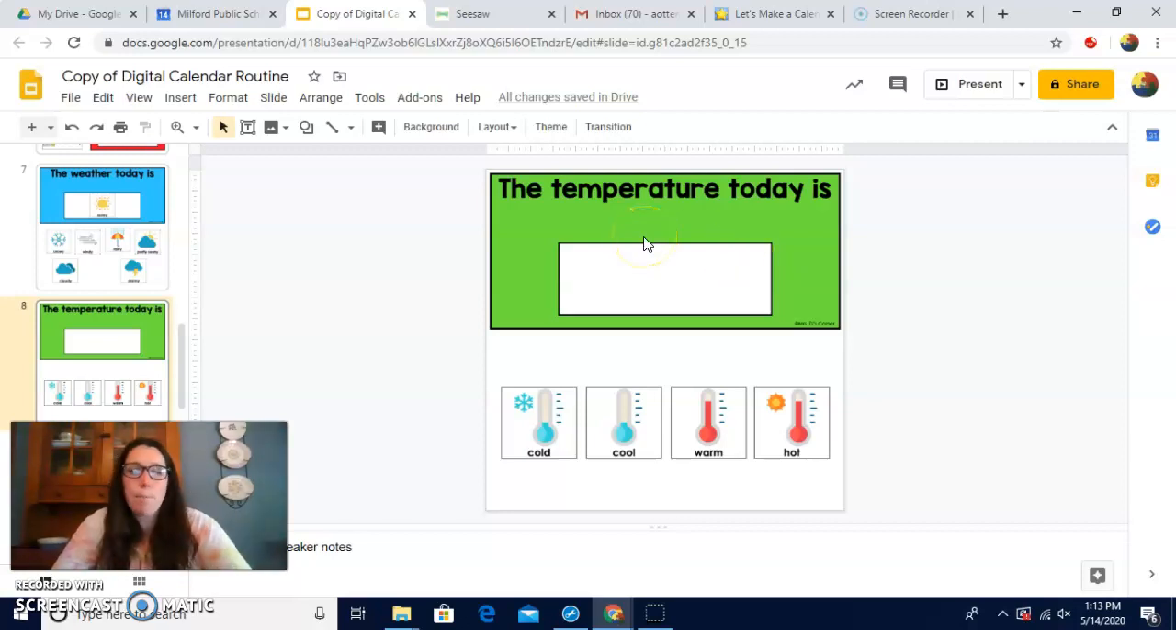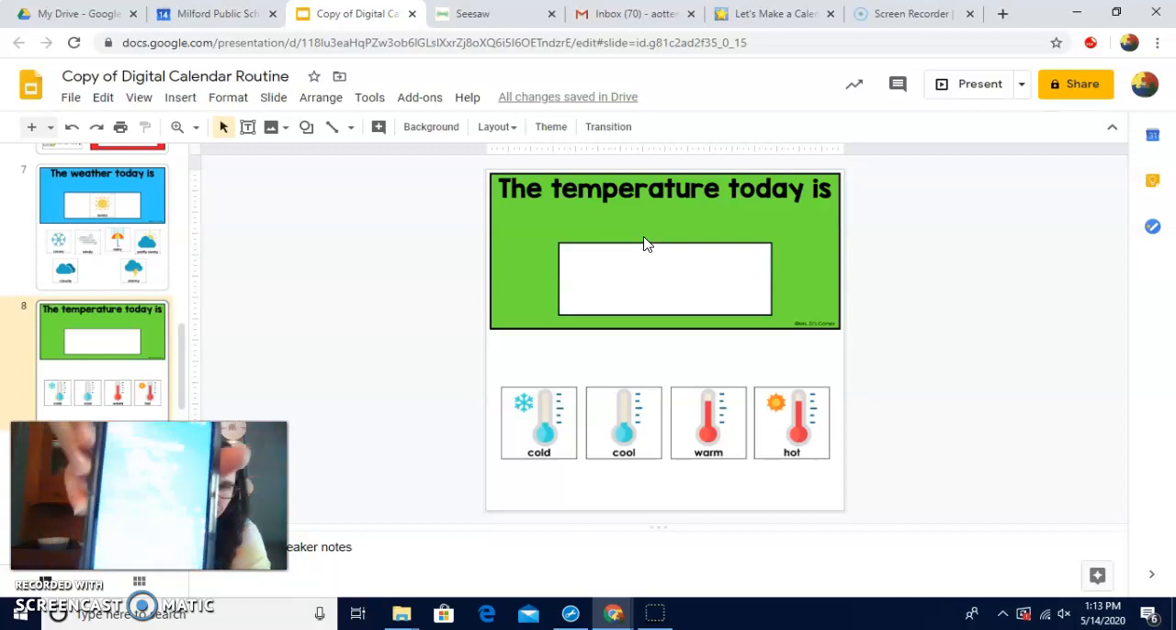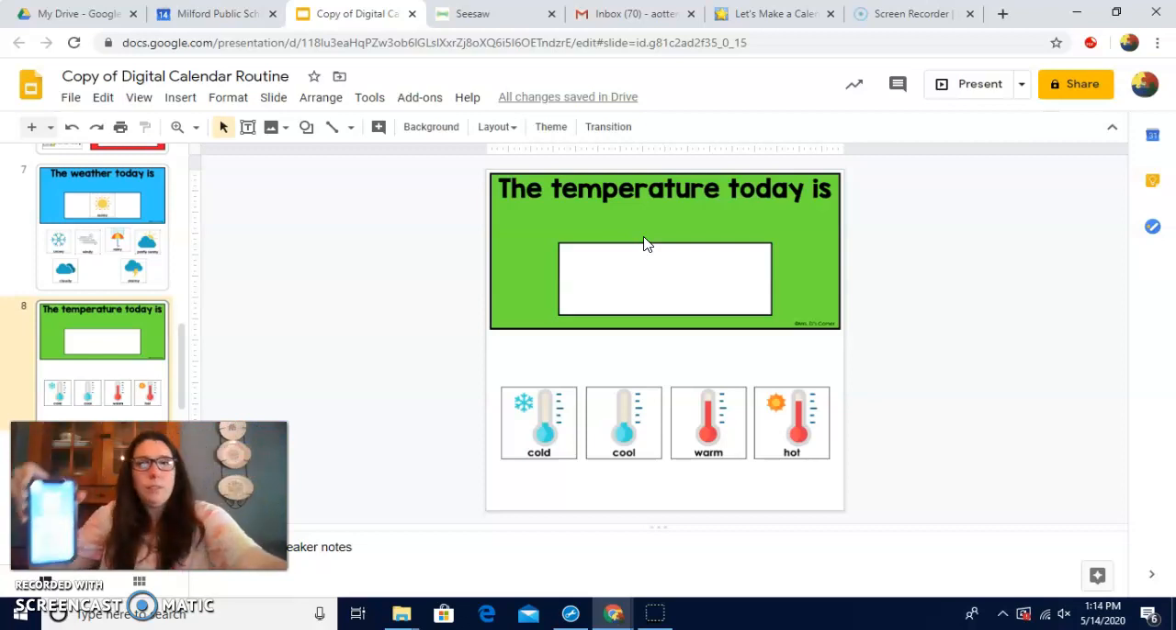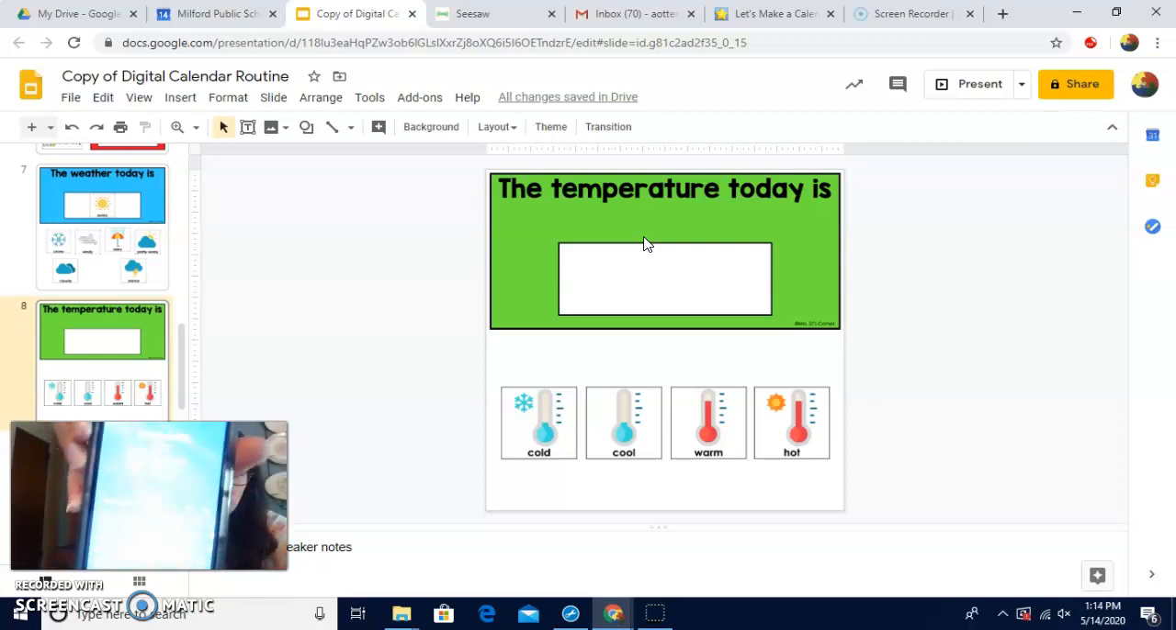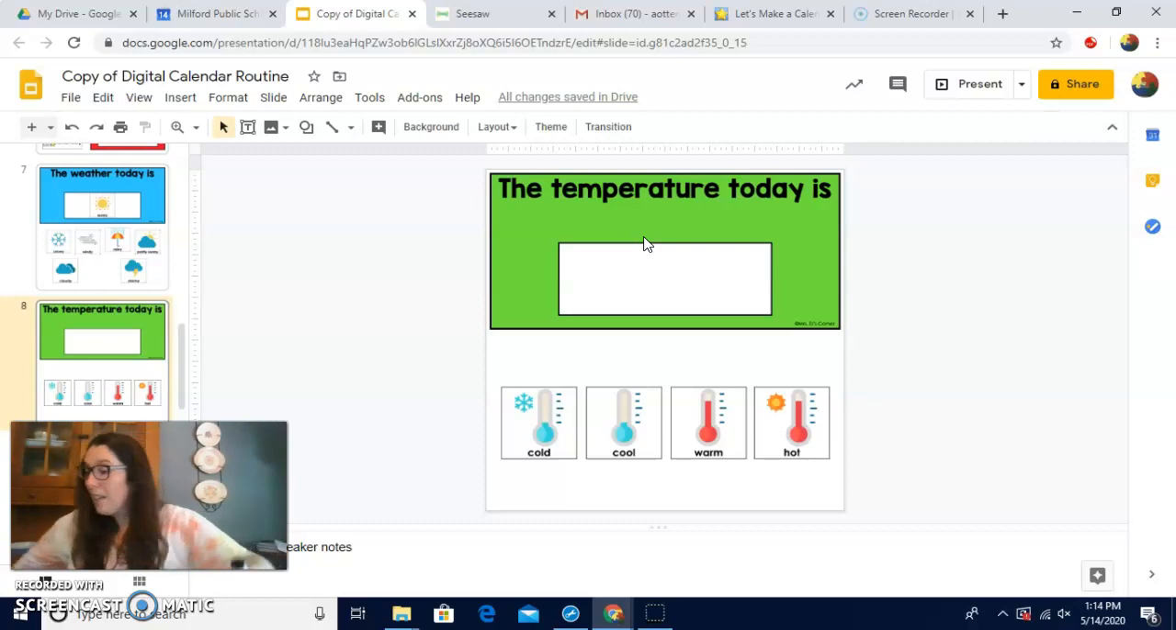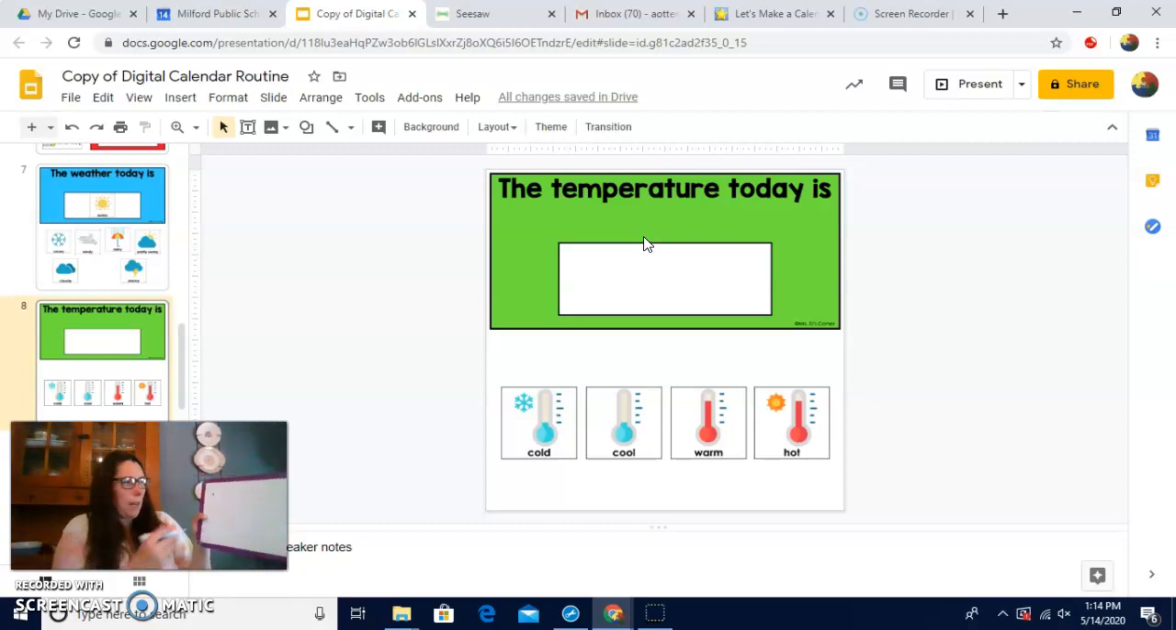All right, let's do the temperature today, okay? The temperature. Sometimes that's on your phone or your parents' phone. Sometimes you can watch the news and they tell you what the temperature is. So right now, I see this number. It's hard to see, so I'm going to write it down. It's 66 degrees. That's a big number.